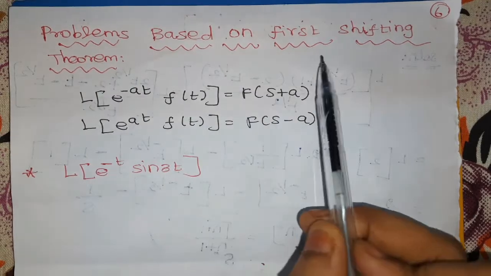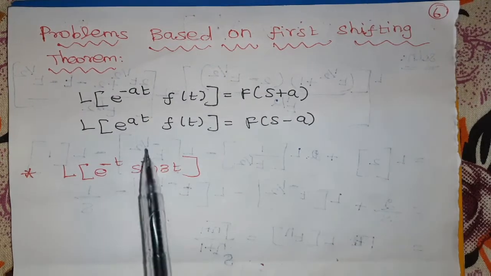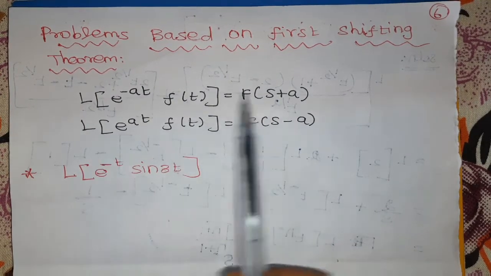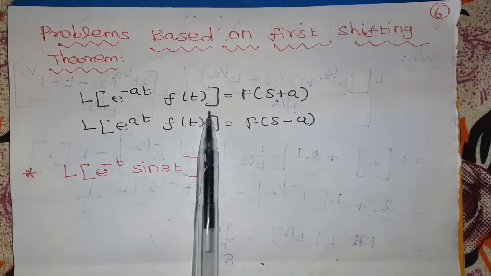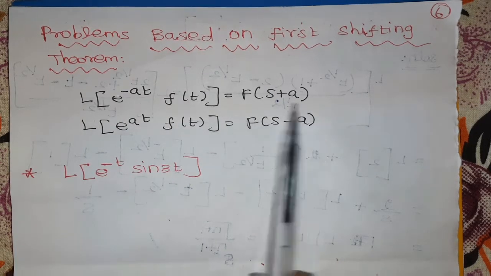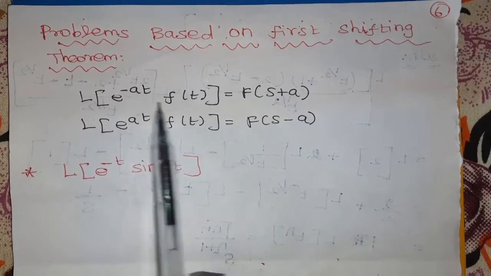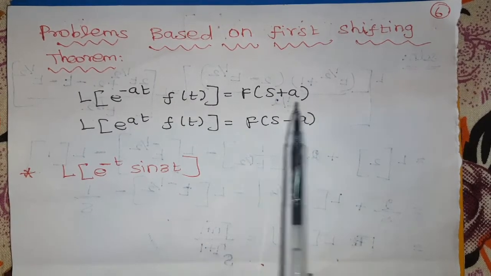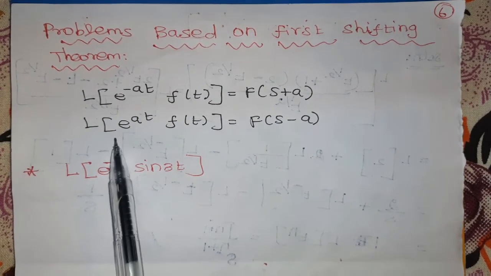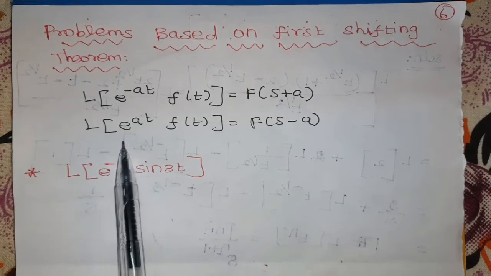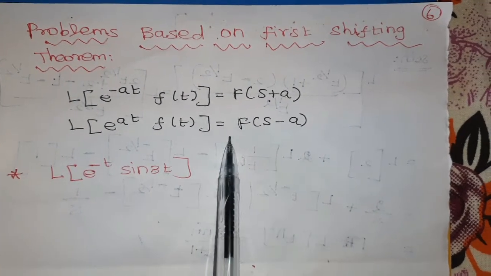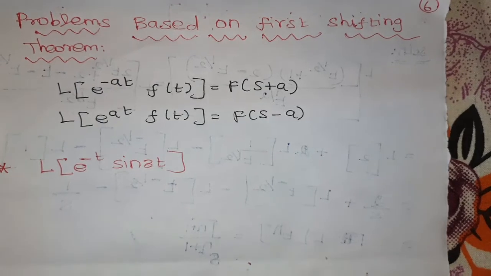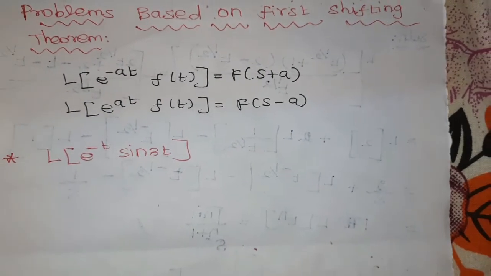Problems based on the first shifting theorem. We know that the first shifting theorem is: Laplace transform of e power minus at f of t is equal to f of s plus a. In place of s, we have to replace s with s plus a. For the positive sign, similarly, Laplace transform of e power at f of t is equal to f of s minus a. Then let's solve the problem.